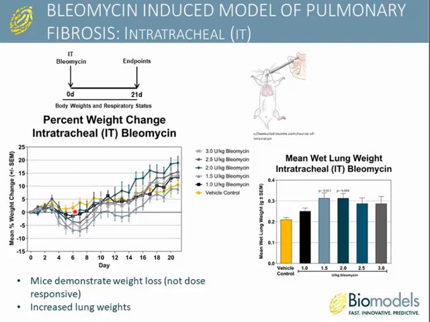Another good indicator of the amount of fibrosis present in the lungs is a wet lung weight at the end of the study. You can see here, as you increase the concentration of bleomycin, you see an increase in lung weight to a point, and then you plateau, and sometimes you even see a bit of a drop. So there's generally a peak response in all of the outcomes looking at the dose response in this model.